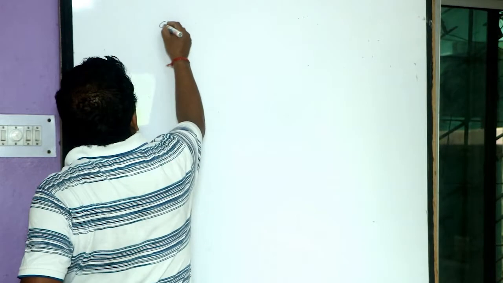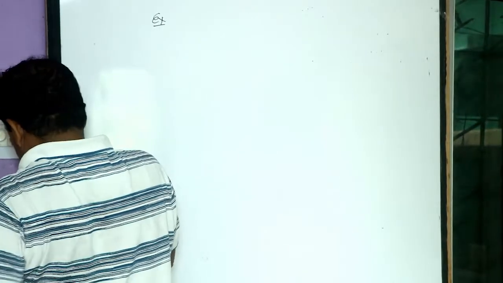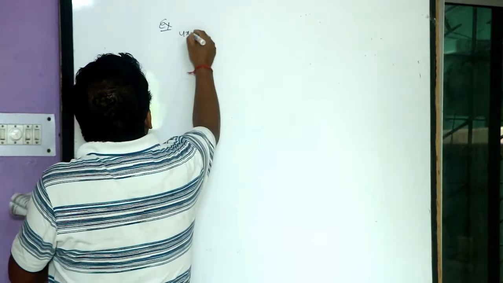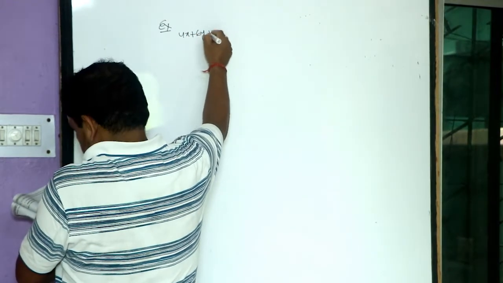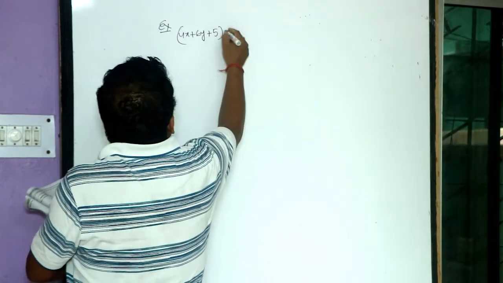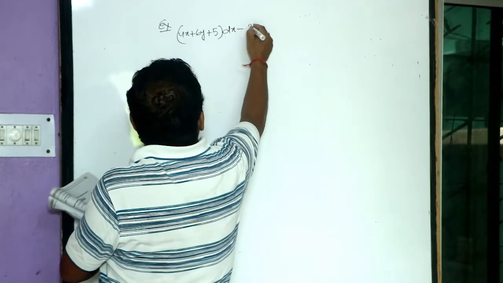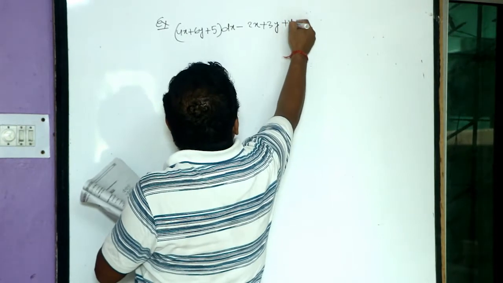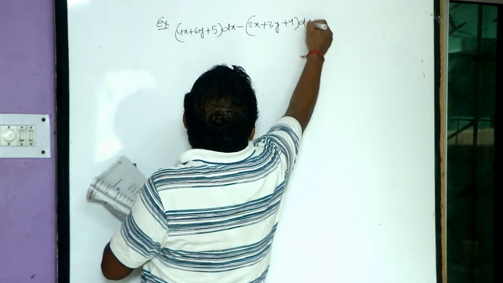Suppose the differential equation is of the form (4x plus 6y plus 5) dx minus (2x plus 3y plus 4) dy equals 0.